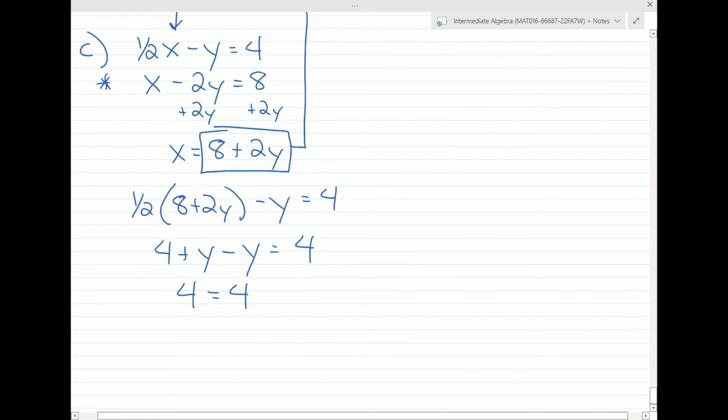Sometimes when we're solving these, we get x equals a number and y equals a number, right? What do you think it means if you get 4 equals 4? It's not going to be a single point. Remember, we talked about 3 types of solutions. It's not going to be a single point. What's that? Yeah, this just means that it's the same line.